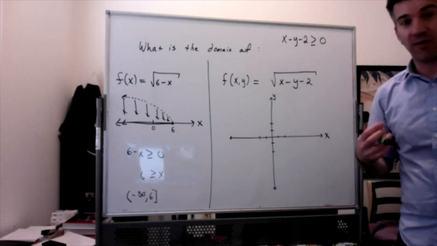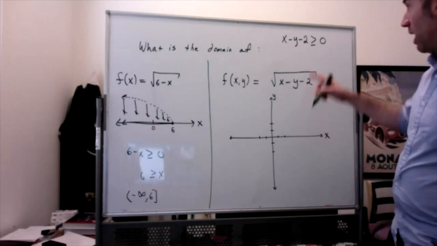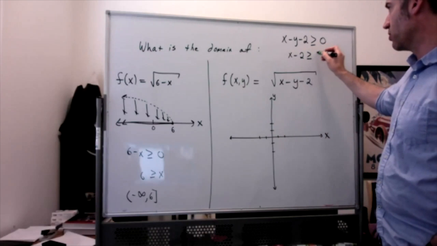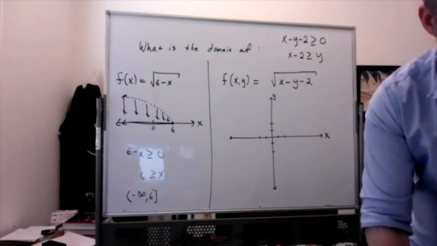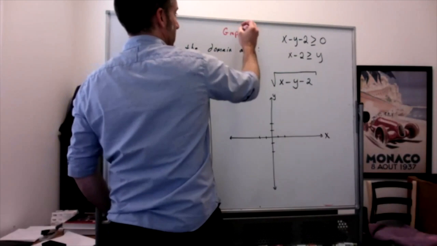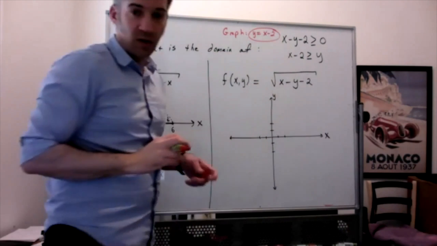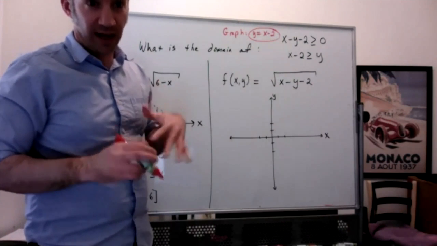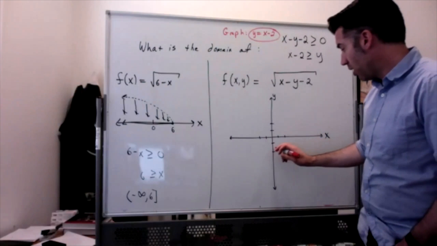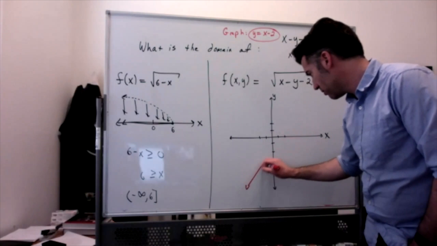For me, I would isolate y because I know how to graph y as a function of x. So I would probably add y to both sides and say, okay, x minus 2 is greater than or equal to y. So I'm going to graph y equal to x minus 2. If you've got an inequality, just make it an equality to graph the boundary of your domain. So x minus 2 has a y-intercept of -2 and an x-intercept of +2. So I'm going to graph that line.